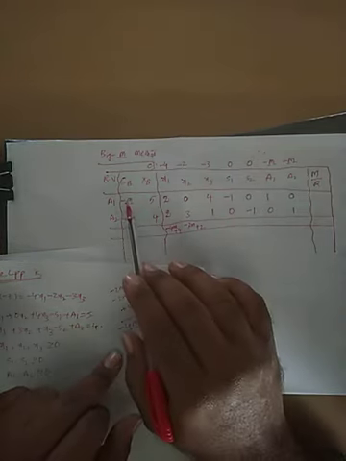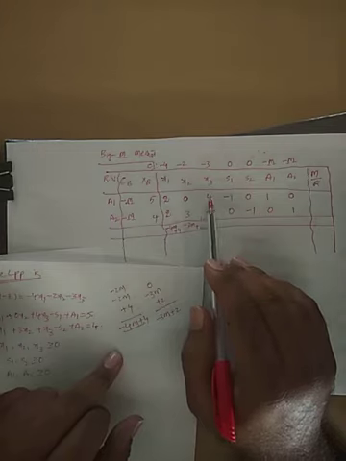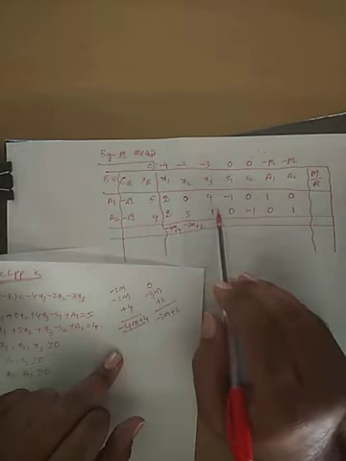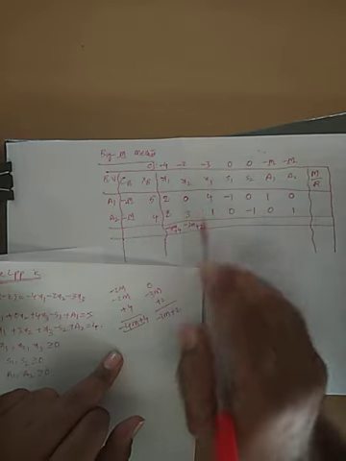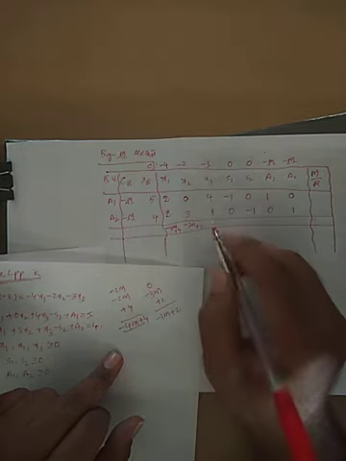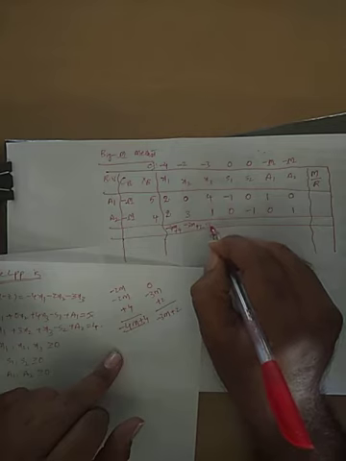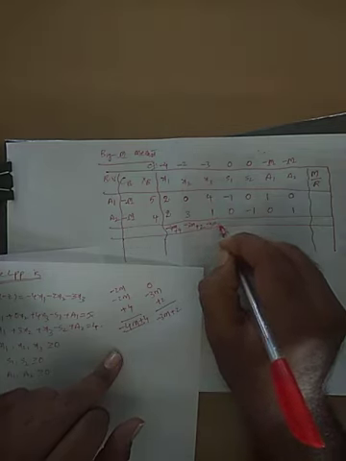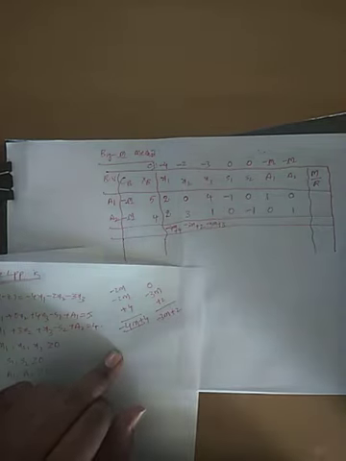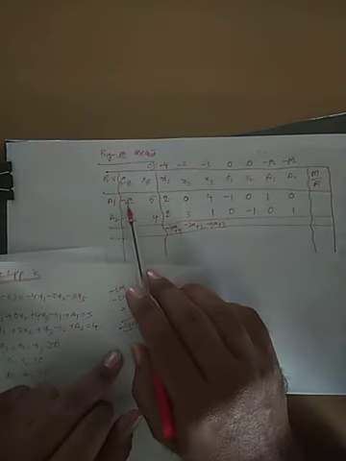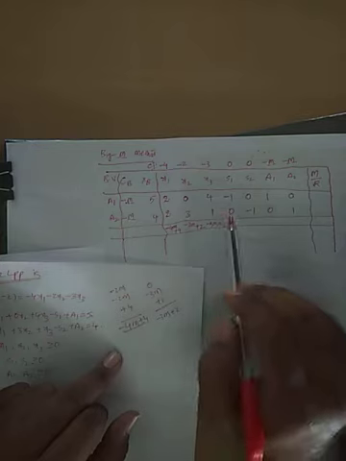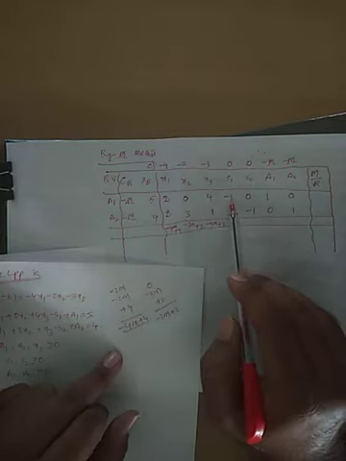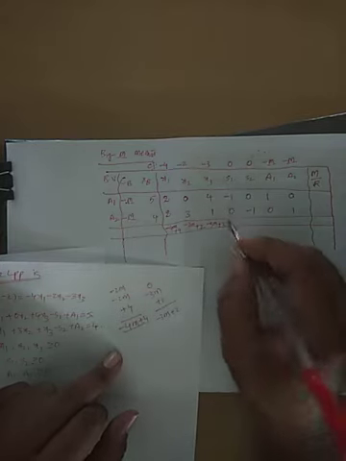Next one: minus m into 4 is minus 4m, minus m into 1 is minus m. Minus 4m, minus m, minus 5m, minus of minus 3. So what is the value going to be? Minus 5m plus 3. Now again here, minus m into minus 1 is plus m, minus m into 0 is 0, plus m, minus 0, you will get positive m.